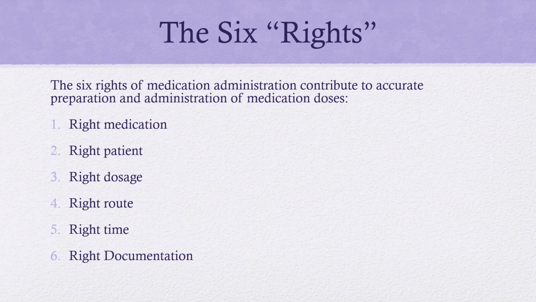Okay, let's talk about the 6 rights. The 6 rights of medication are an accurate way to prepare and administer medication doses. So, do we have the right medication, right patient, right dose, right route, right time, right documentation? When we think about the right patient, we need 2 patient identifiers. We can use the computer to compare the bracelet and ask the name and date of birth.